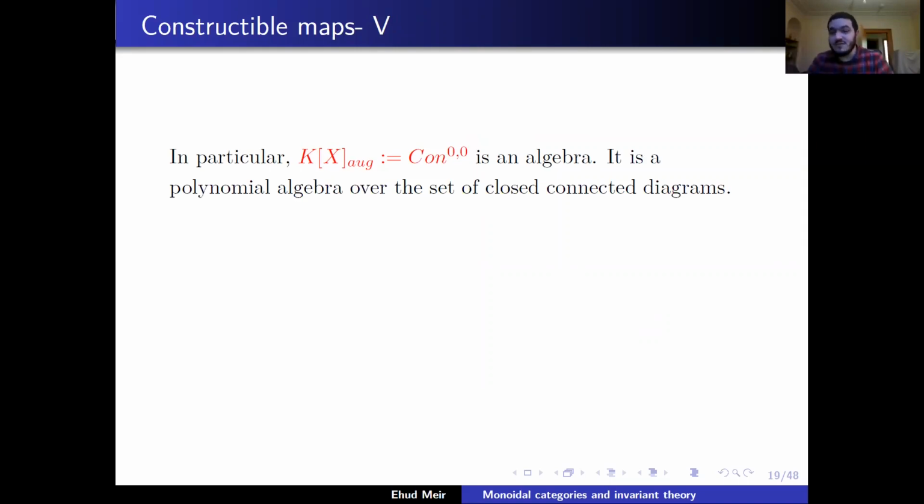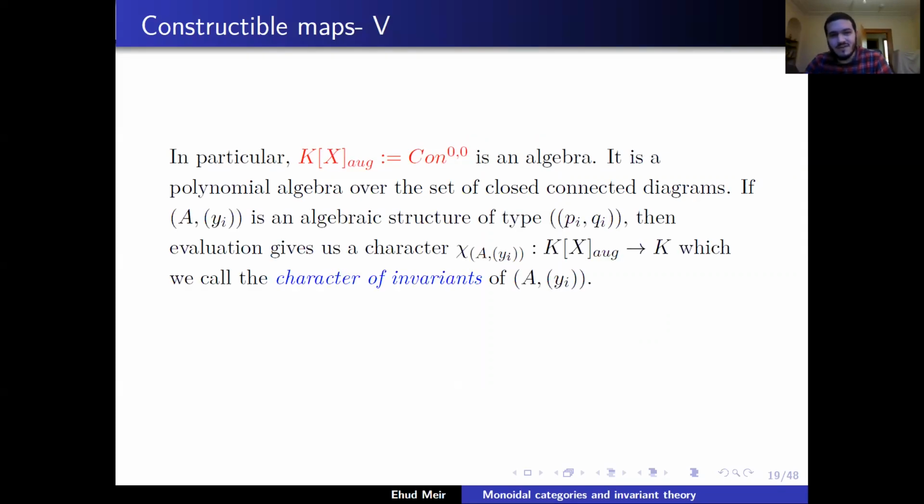Well, we just take two diagrams and put them next to each other and get a bigger, even if disconnected, diagram. So it is a polynomial algebra over the set of closed connected diagrams. If we have any algebraic structure, then evaluation gives us a character from this algebra, which we call the character of invariants. That is, given any diagram, we evaluate it at A, and we get a number. So we get a homomorphism from this algebra to K.